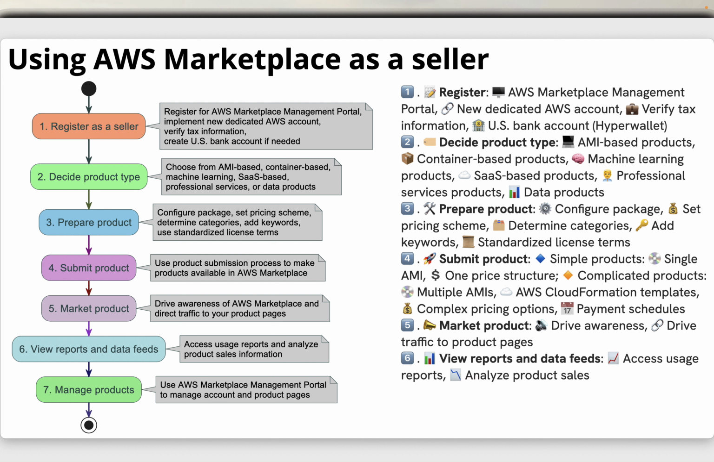View reports and data feeds. After you have registered as a seller, use AWS Marketplace management portal to access usage reports for your products. AWS Marketplace provides tools for collecting and analyzing information about your product sales. And lastly, manage products. Use the AWS Marketplace management portal to manage your account and product pages.